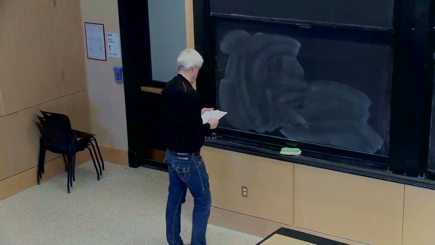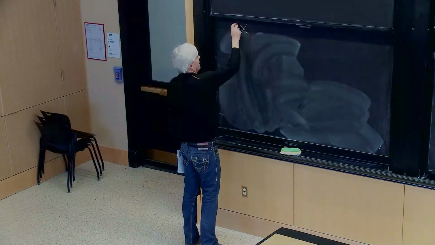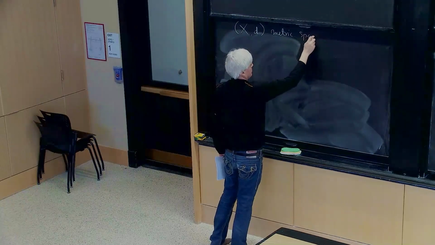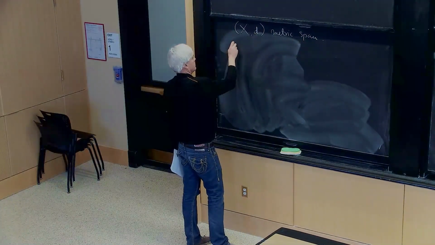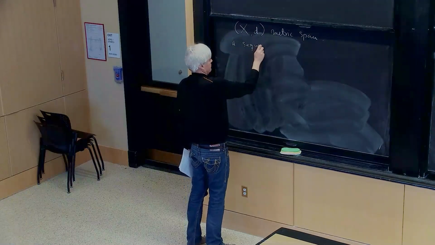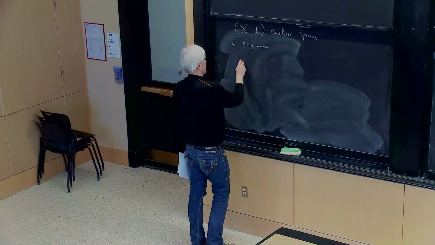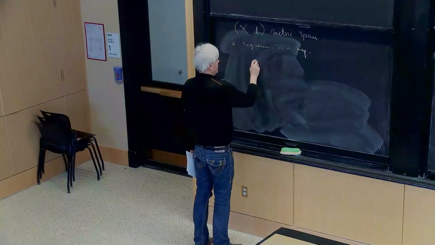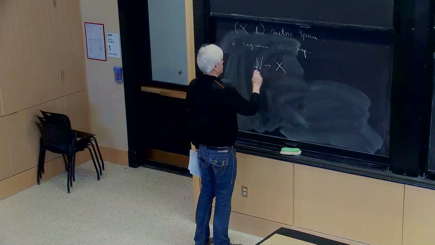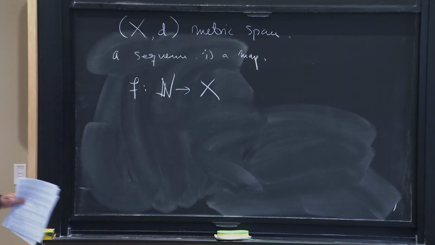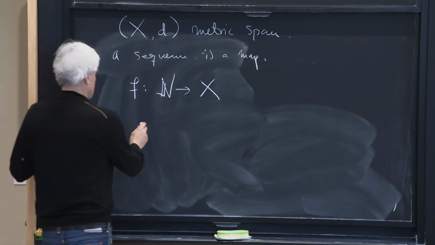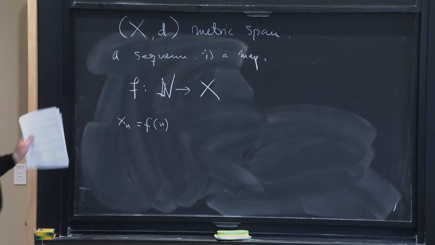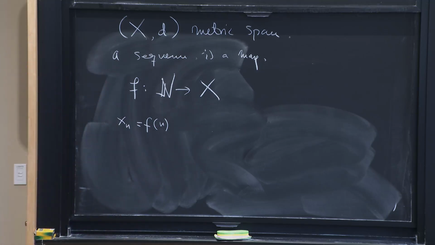Okay, so now let me remind you also: if this here is a metric space, then a sequence in a metric space is just a map from the natural numbers into X. So a sequence is a map like this. And usually the image of the n-th element we will typically denote as x_n. So this is what a sequence is.